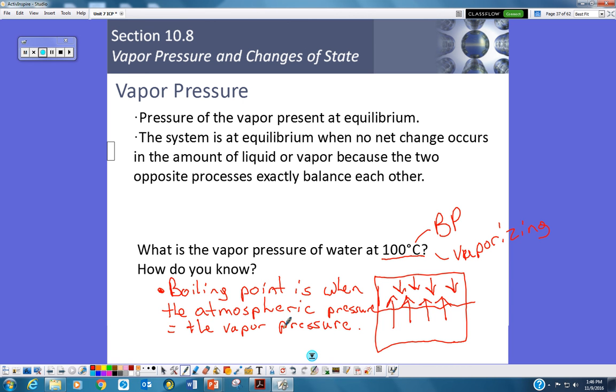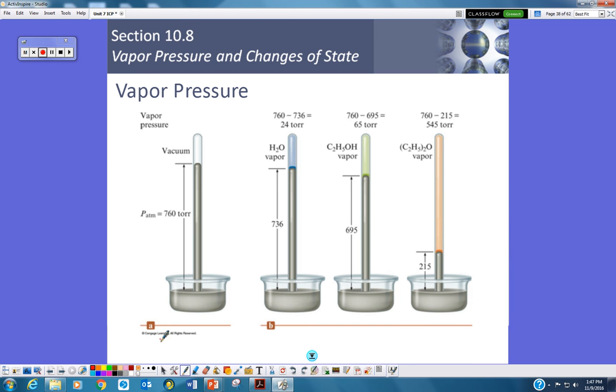All right, so to answer this question, this is just an advanced definition of boiling point. The vapor pressure of water at 100 degrees Celsius is equal to the atmospheric pressure. We already said that. All right. So looking at these are some.